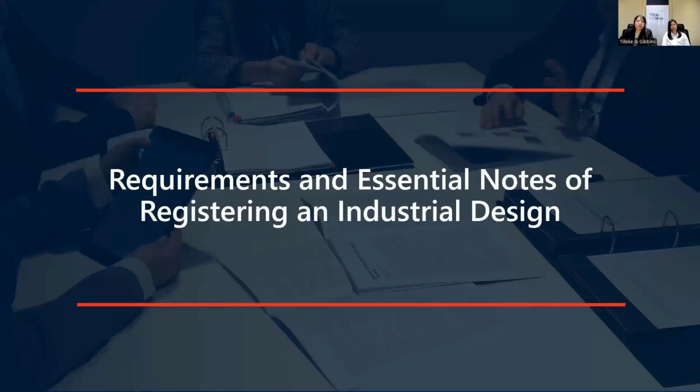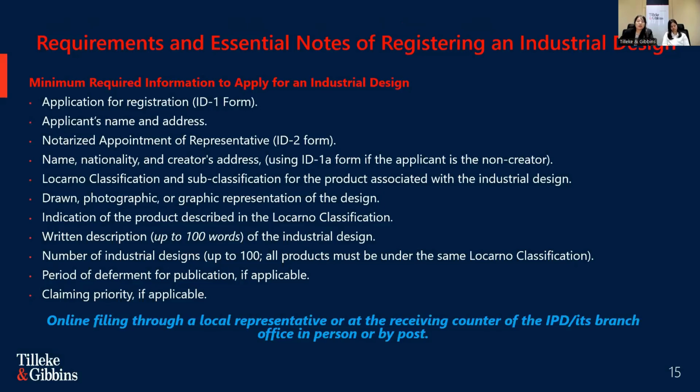Moving on to the next section, I'll provide the requirements and essential notes for registering an industrial design. The application can be filed online through a local representative, or at the receiving counter of the Intellectual Property Department or its branch office, in person or by post.